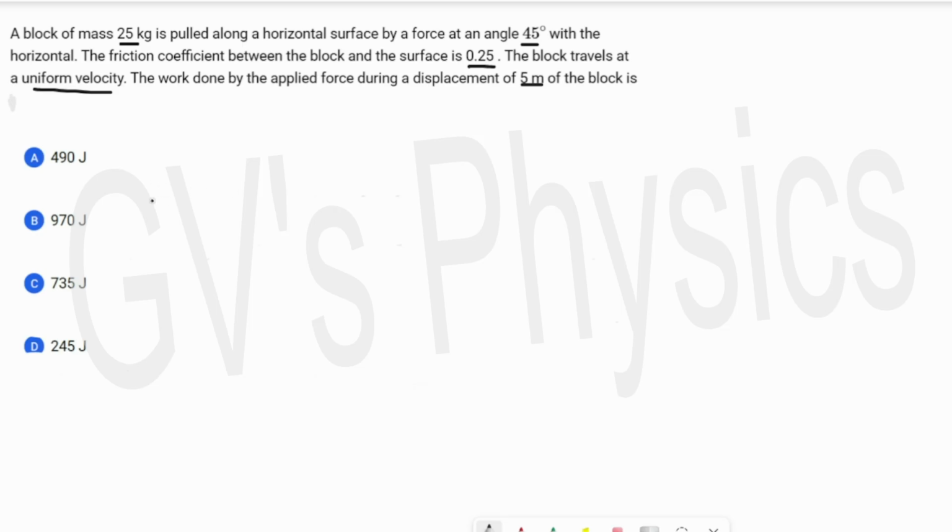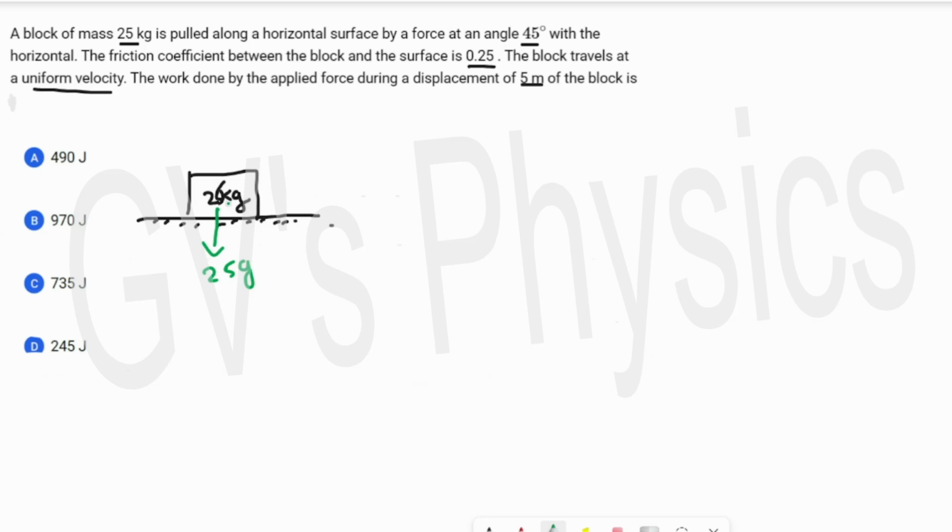Okay. So for that, first we'll take the diagram. Let us consider this is the surface. And you have a block of mass 25 kg. So first of all, we'll write the force. Okay, so first gravitation force will act on this object. Okay, so mass is 25. So the gravitation force will be always downward. So that is mg. So I can write it as 25g.